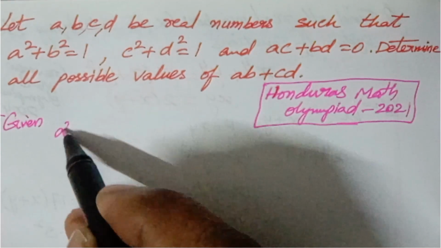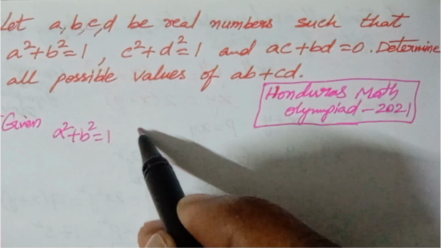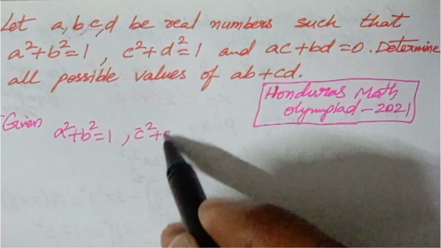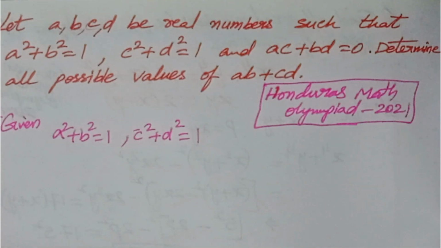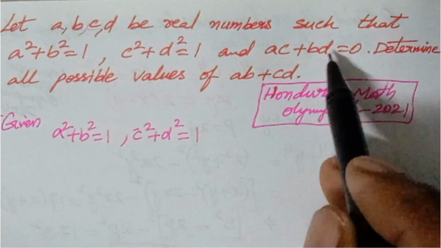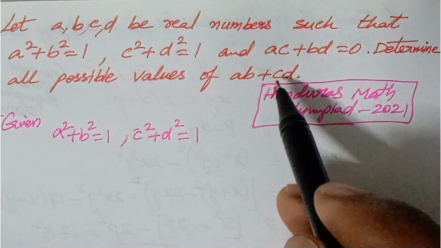So here, first of all, what is given? Given A square plus B square is equal to 1. C square plus D square is equal to 1. So here, these two values are mixing. A, B, C, D and A, C, B, D are mixing.